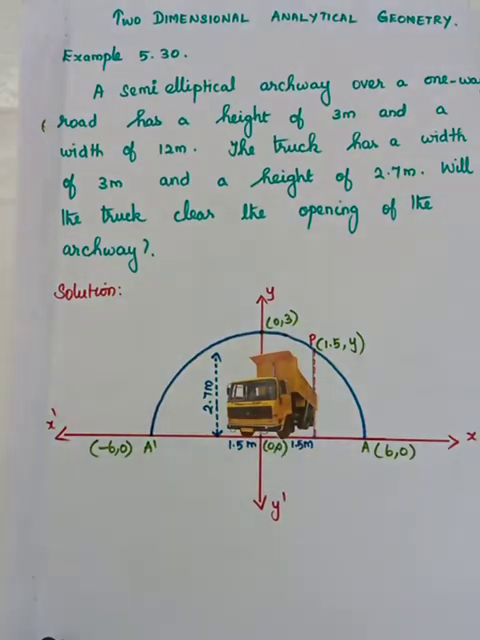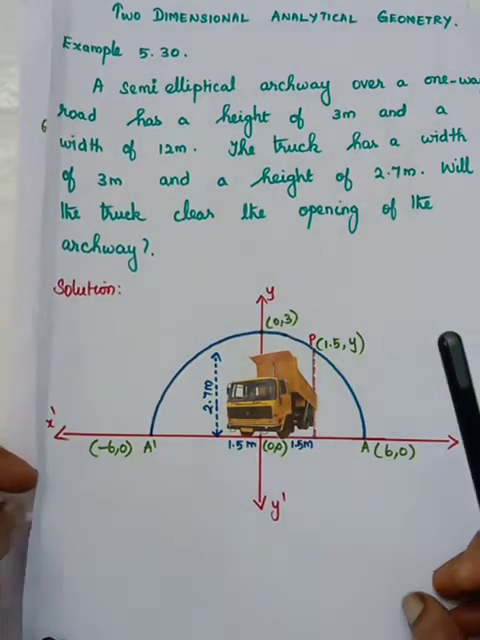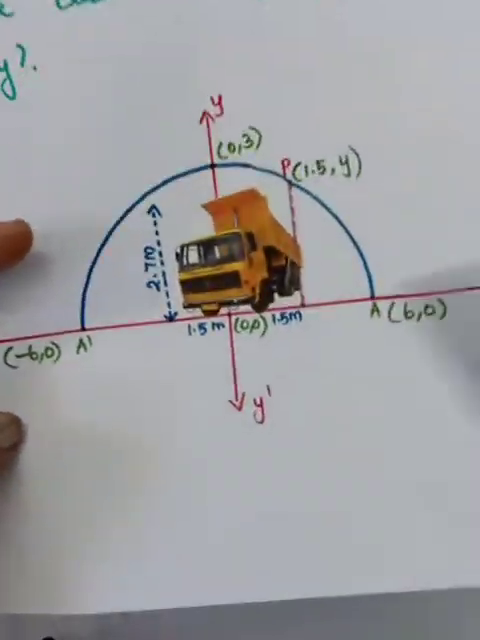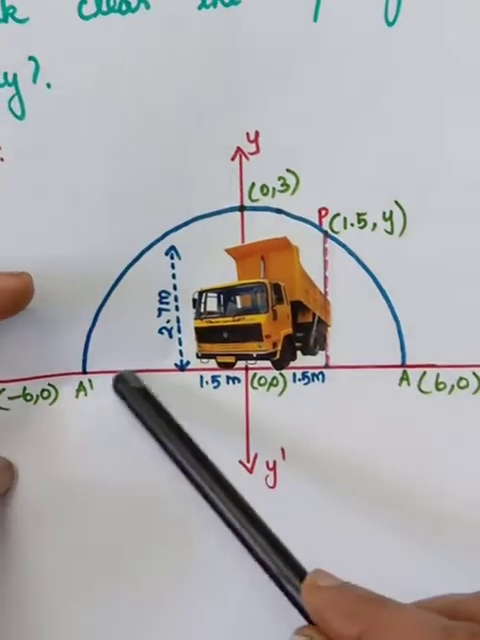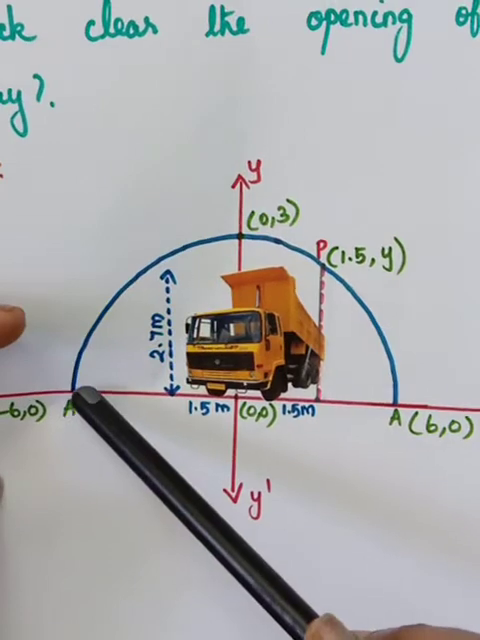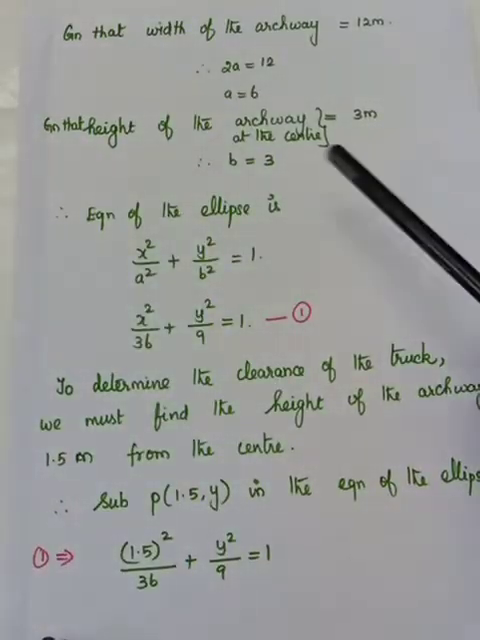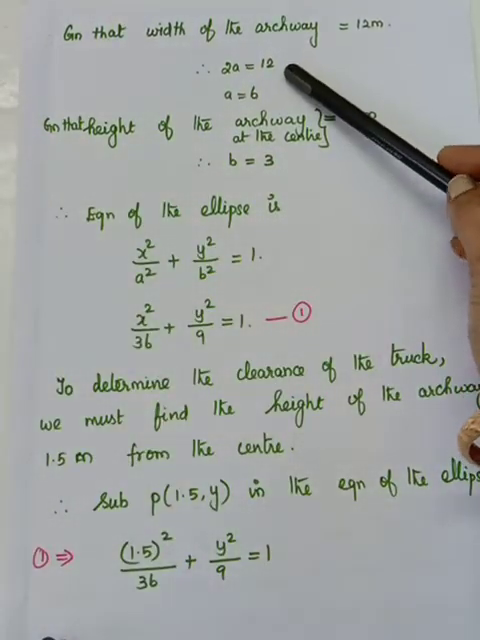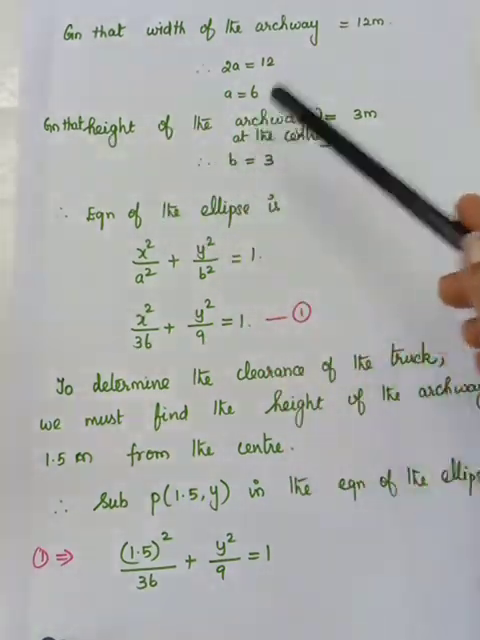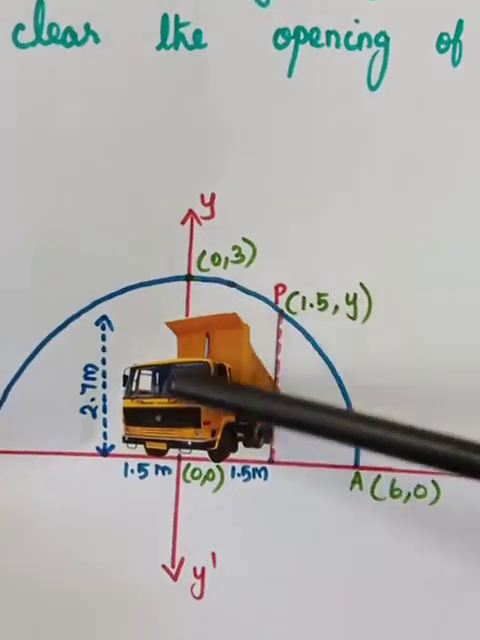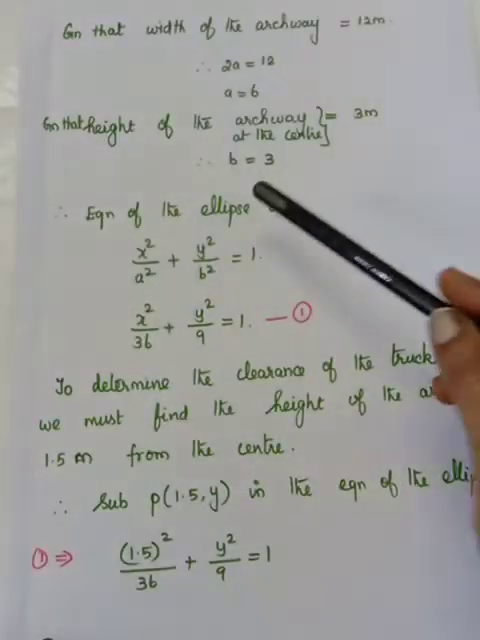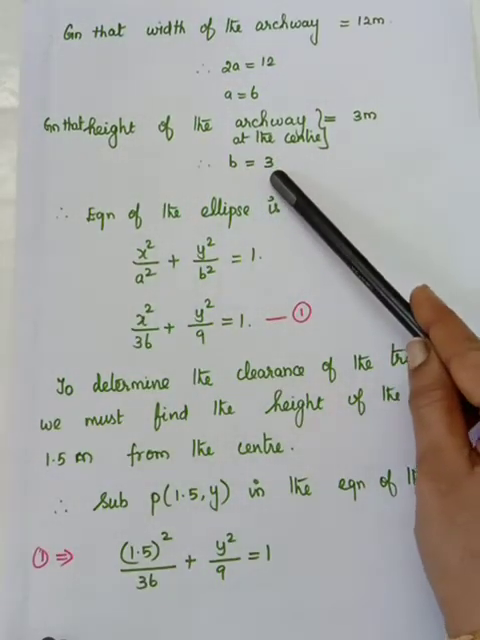From the property of the ellipse or from the given data, we know that this A A dash, that is the length of the major axis, is nothing but 2a. In this problem it is given as 12. Therefore 2a is equal to 12, so a is equal to 6. And what is the next result given? The height of the archway from the center is 3 meter. So that is b is equal to 3.